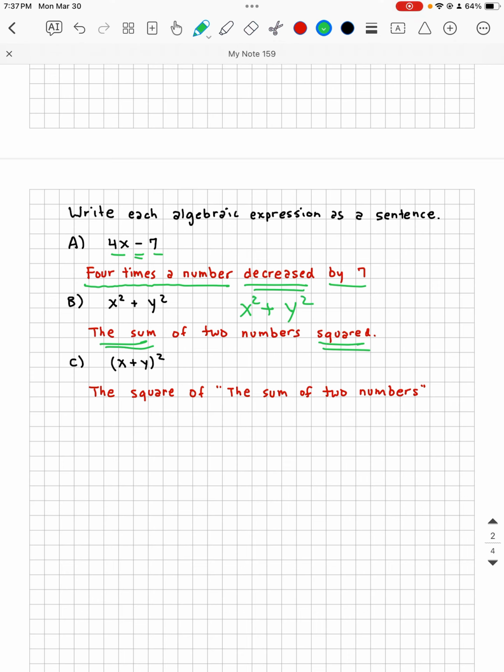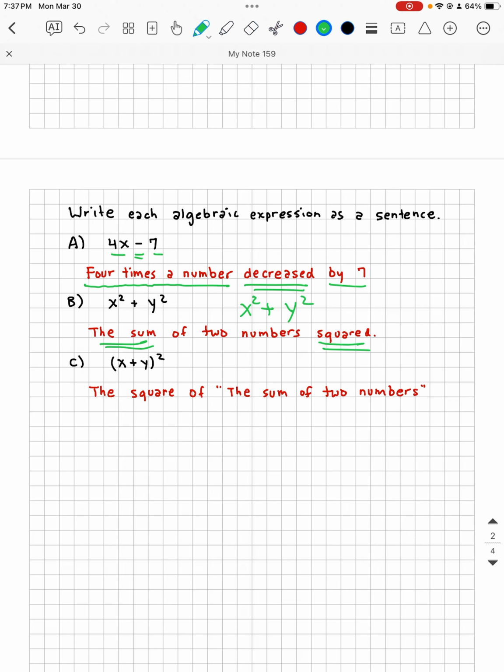Now the bottom one, part C, this is where it gets a little interesting because you'll note that it's kind of like part B, but not quite the same. This one says x plus y in parentheses squared. So note how I use the quotation to indicate that we have a parentheses. And yes, you can definitely do that.